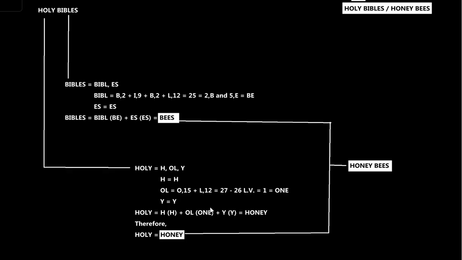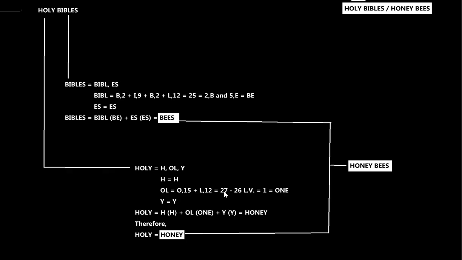All right, holy. We go down here. Divide holy into H, O, L, Y. The H remains the same. OL is O15 plus L12, which is 27.